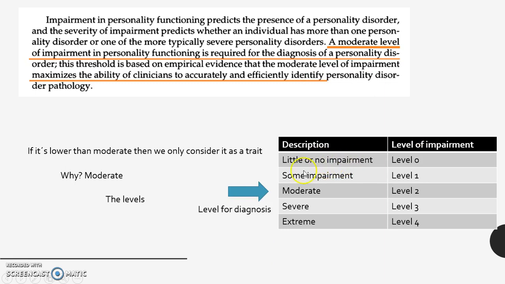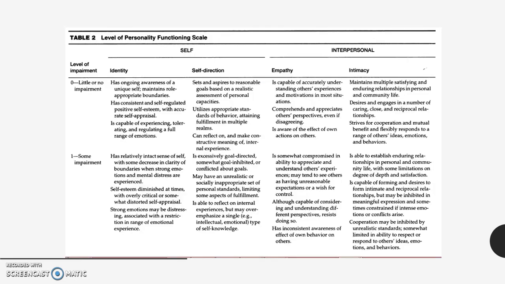If the person has no impairment, then it's level 0. Some impairment is level 1, which we wouldn't recognize as a personality disorder. But when we're talking about moderate, when you read the definitions for moderate, you can see that from there on we could diagnose. At least we could mark that level of personality functioning as a key to diagnose with a moderate level of impairment. So this is what, in the chapter of the alternative model, these are the definitions.